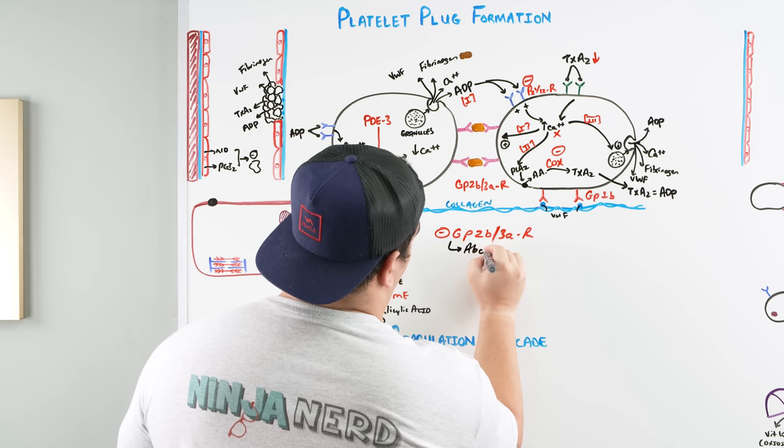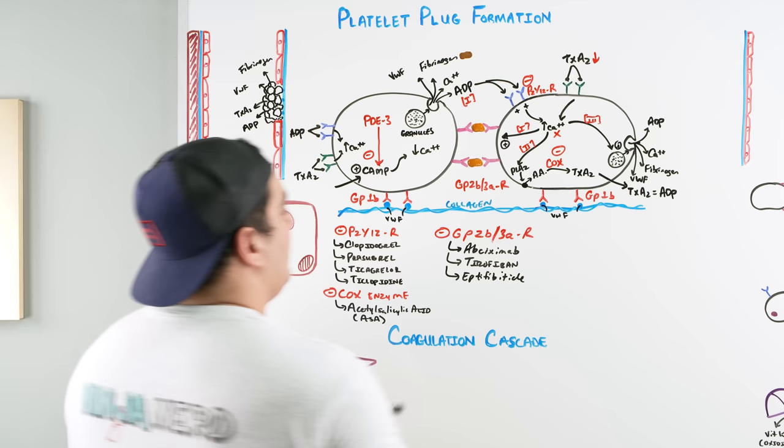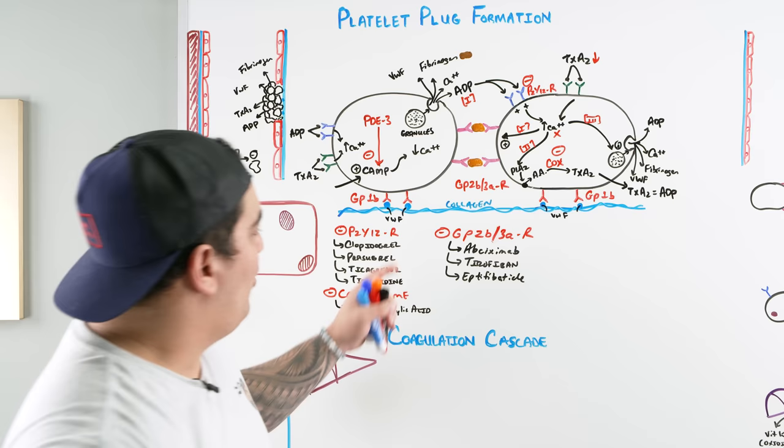Another one could be tirofiban. And another one could be eptifibatide. Now, with all of these particular drugs, we've so far gotten to the point that we've actually covered three particular mechanisms to inhibit platelet plug formation.